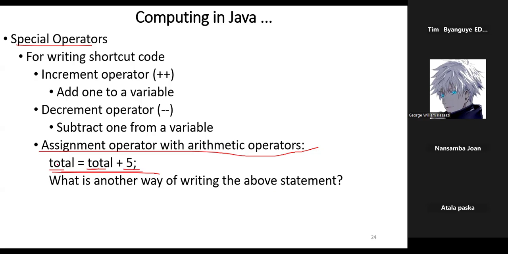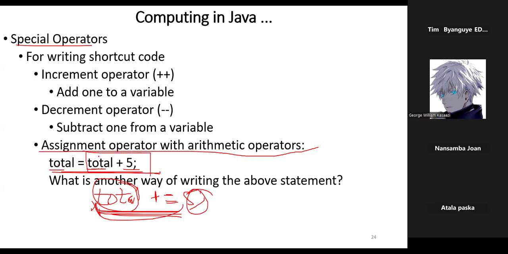But when you have total is equal to total plus 5, someone else can rewrite it as total plus equals 5. This is the shortcut version. Total plus equals 5 is the same as saying get the current value in total, add 5 to it, and store that in total. If total currently contains 1, you get that 1, add it to 5, and produce 6. The 6 will be saved here. This is another, shorter way of writing it.